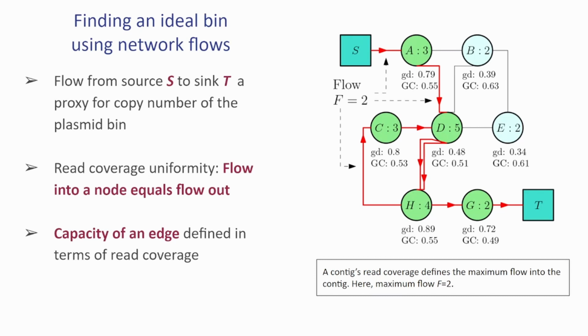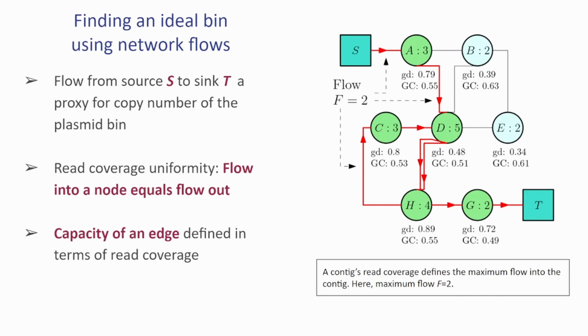So we use network flows to guide what an ideal bin would look like for PlasBin-flow. So we add external auxiliary vertices, which are the source and sink vertices S and T. And then we send a flow through S, which comes out to T. And this flow acts as a proxy for the copy number of the plasmid bin.